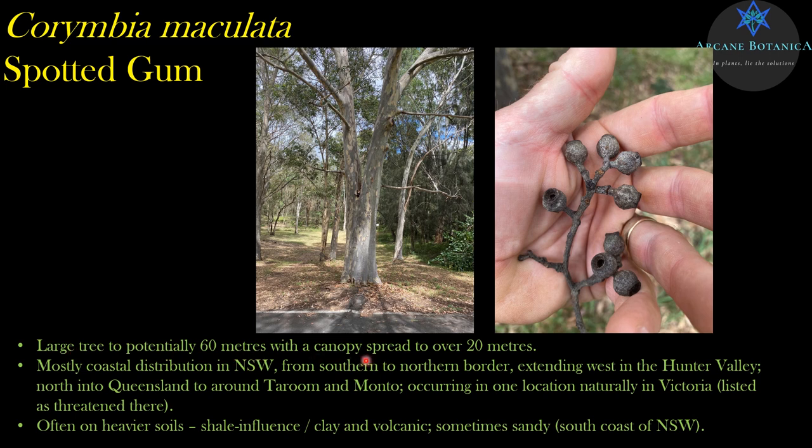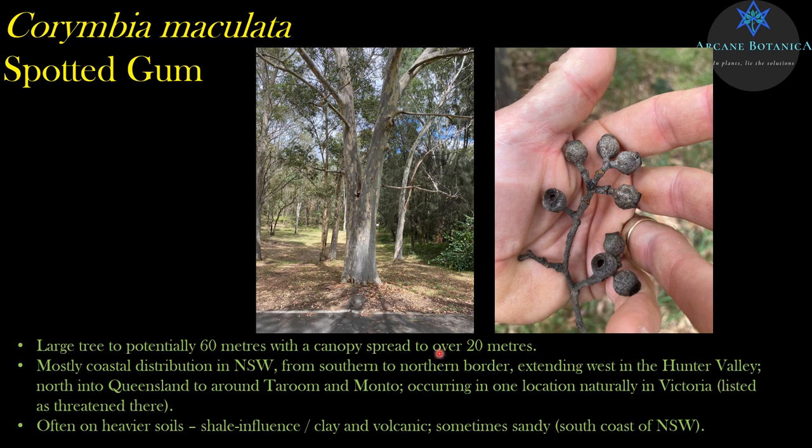Potentially 60 meters, and if you've got a tree that big, it'll have a canopy spread to 20 meters or more. It's got a mostly coastal distribution in New South Wales, again from the southern to the northern border. It does extend west into the Hunter Valley through that sort of gap in the Great Dividing Range, and goes north into Queensland up to around these areas in the central parts. It only occurs in one location naturally in Victoria, and they consider it to be a listed threatened species there.